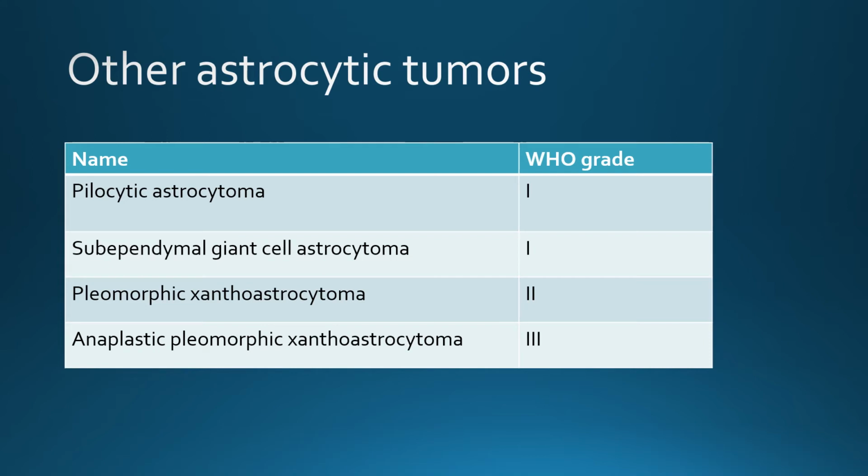On to other astrocytic tumors. The pilocytic astrocytoma and subependymal giant cell astrocytoma are WHO grade 1. Pleomorphic xanthoastrocytoma and anaplastic pleomorphic xanthoastrocytoma, WHO grades 2 and 3.